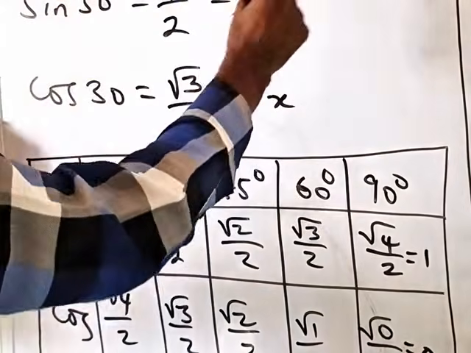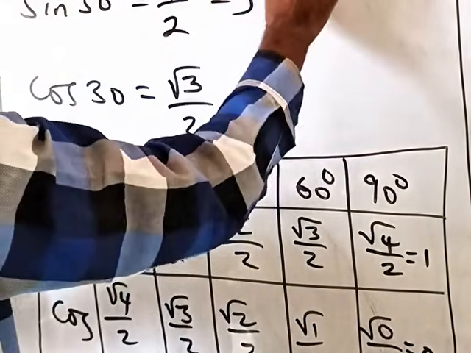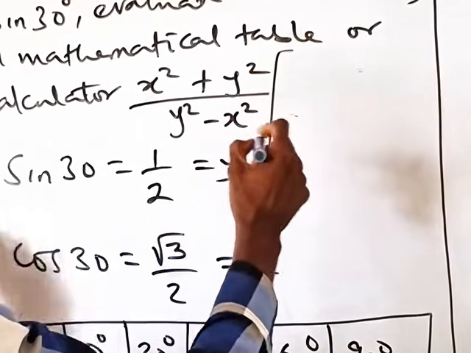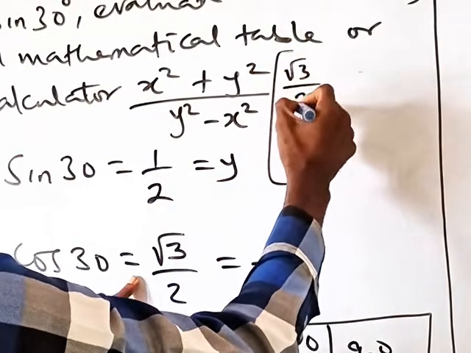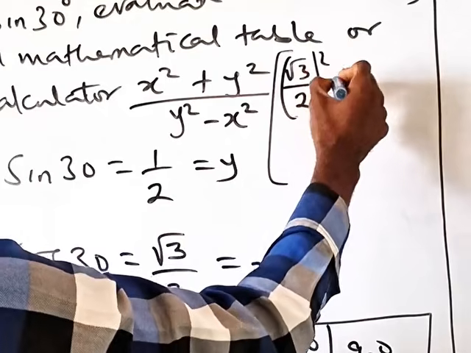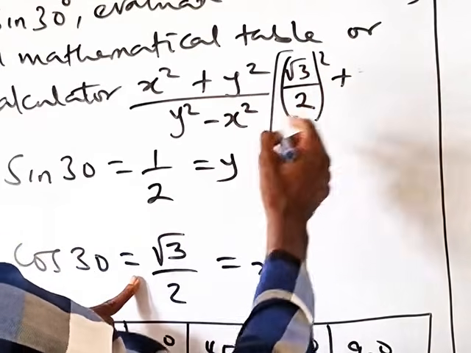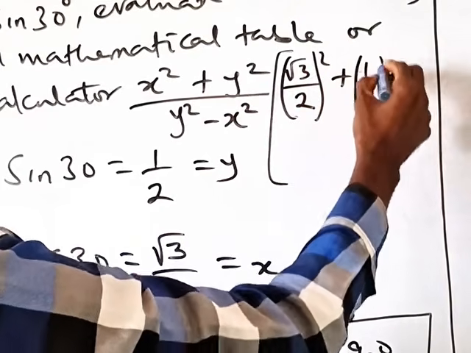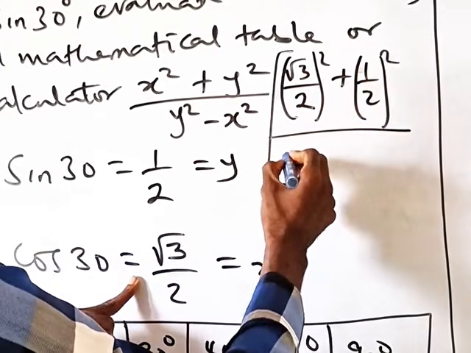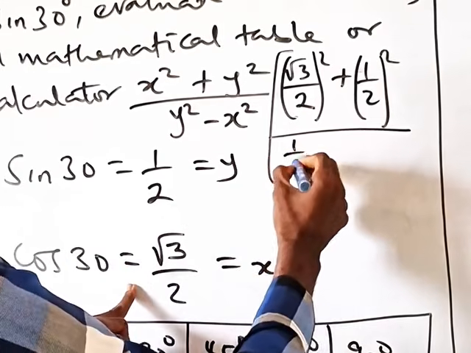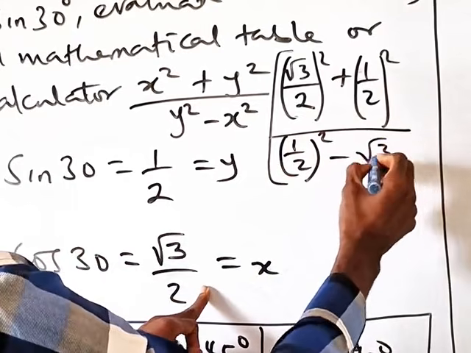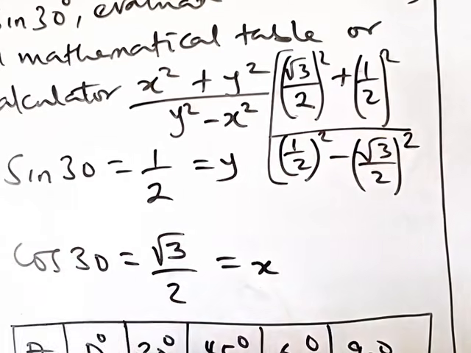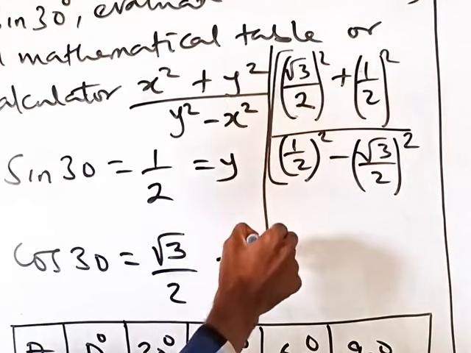Now that being said, all you just need to do to answer this question is to slot in the values. So x squared, what is our x? X is root 3 over 2 squared plus, what is our y squared? Y is 1 over 2 squared divided by, y is what? 1 over 2 squared minus x is what? Root 3 over 2 squared. So while we are doing that, let's complete that.